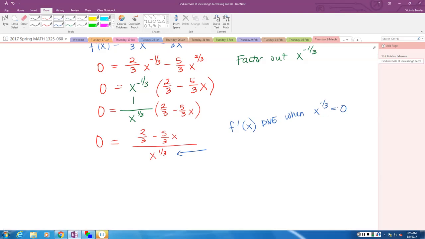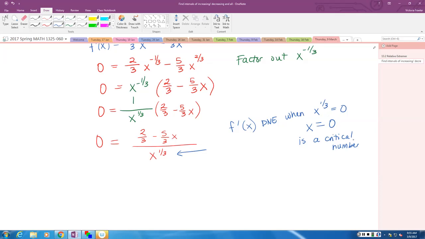Okay, so I want to point that out. That means that x can't be 0. So x equals 0 is called a critical number, right? Because critical numbers are where my first derivative equals 0 or where it doesn't exist. I wrote it in this way because I will see that the first derivative won't exist if x is 0. So that's where I have a critical number.